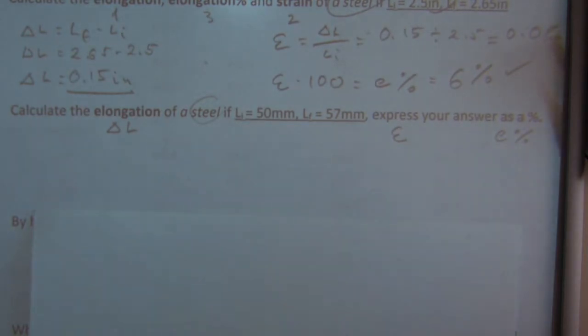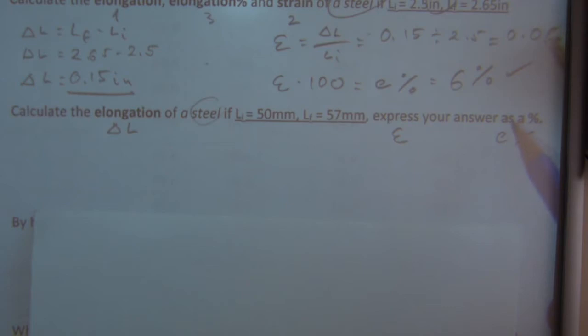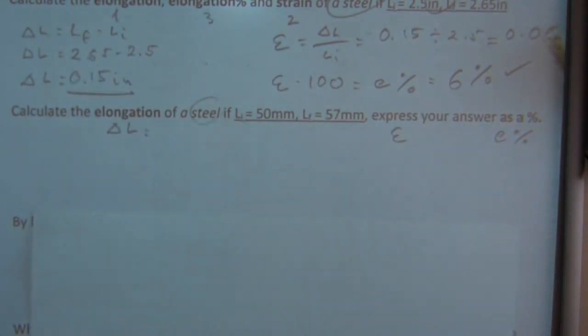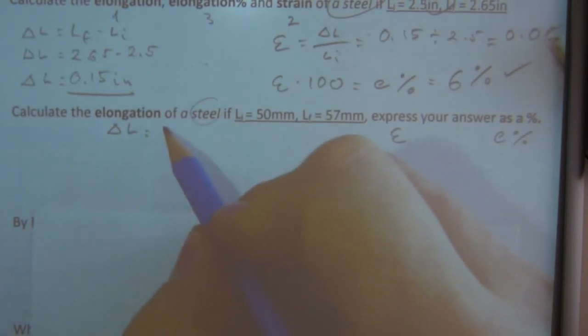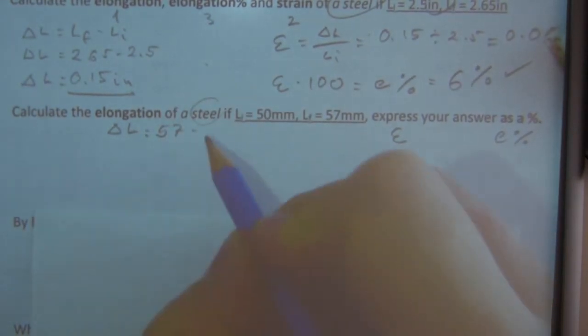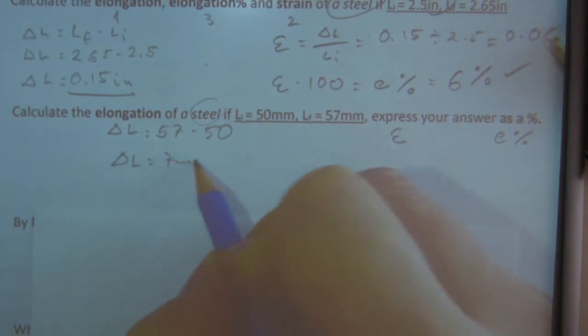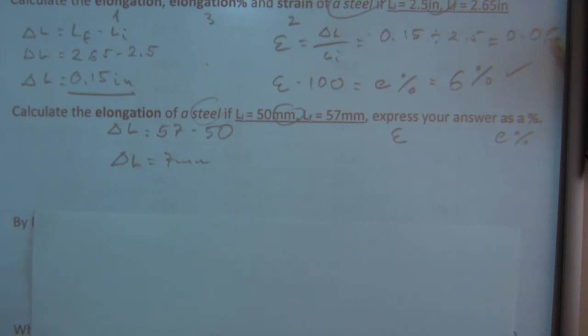Also, this one doesn't say elongation percent, it just says as a percent. So that's also a layer of implicitness in the word problem. Fairly straightforward. I'm going to choose a different layout for this problem. You can just write 57 minus 50, and go with delta L equals 7 millimeters. It's millimeters because that's the unit of measure there. Done with elongation.